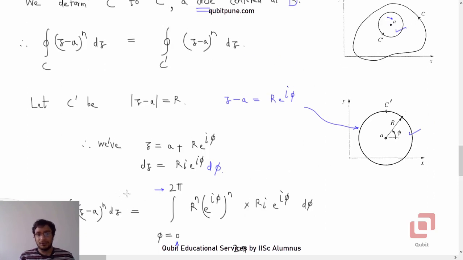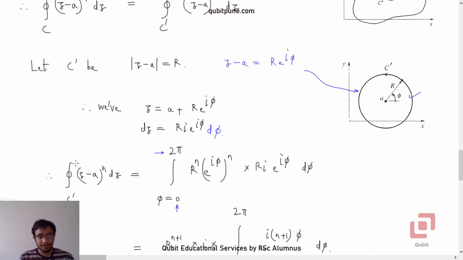Now what is z minus a raised to n, which is the integrand here? Because we have substituted z minus a as r times e to the power i phi, z minus a raised to n will be r to the power n into e to the power i phi raised to n. So this takes care of the integrand.